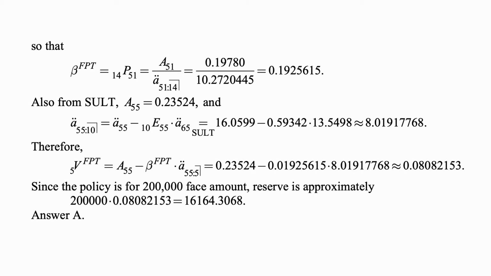So we plug in all the values that we just calculated, and we calculate this to be about 0.08082153. And since the policy is for 200,000 face amount, we multiply this number by 200,000, and we get 16,164.3068, which is answer A.